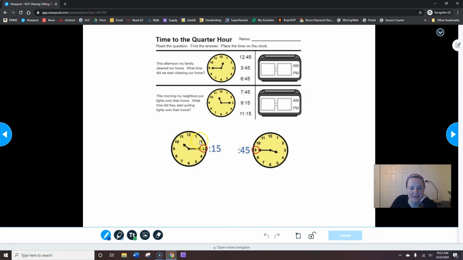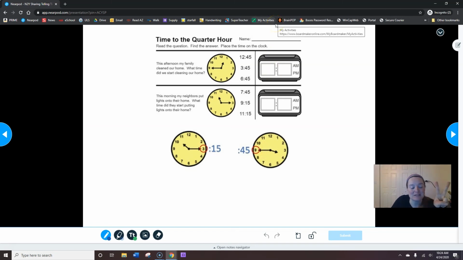5, 10, 15. So if the big hand's at the 3, it's something 15. Now what about if the big hand's pointed at the 9? It's going to be 45. Let's practice counting so you can see why. We always start at 1 and we're going to count by 5. Ready? 5, 10, 15, 20, 25, 30, 35, 40, 45. So when the big hand is pointing at the 9, it's 45.